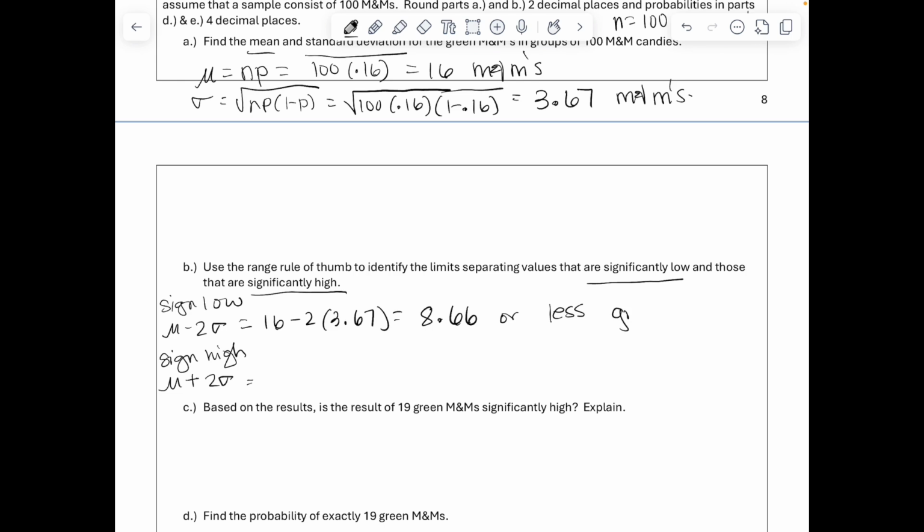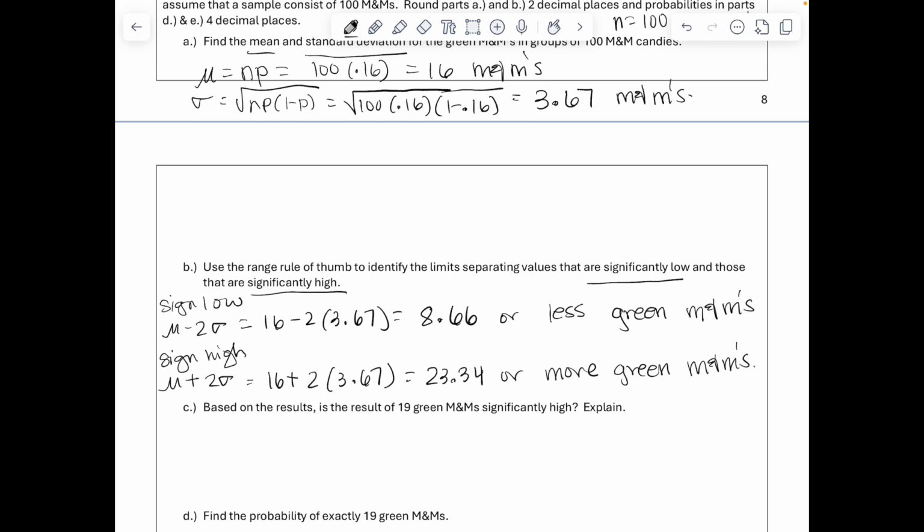And what we're talking about here is green M&Ms. For significantly high, it's going to be mu plus 2 times our standard deviation, which is 3.67. Again, plugging this in on your calculator, we get 23.34 or more green M&Ms.